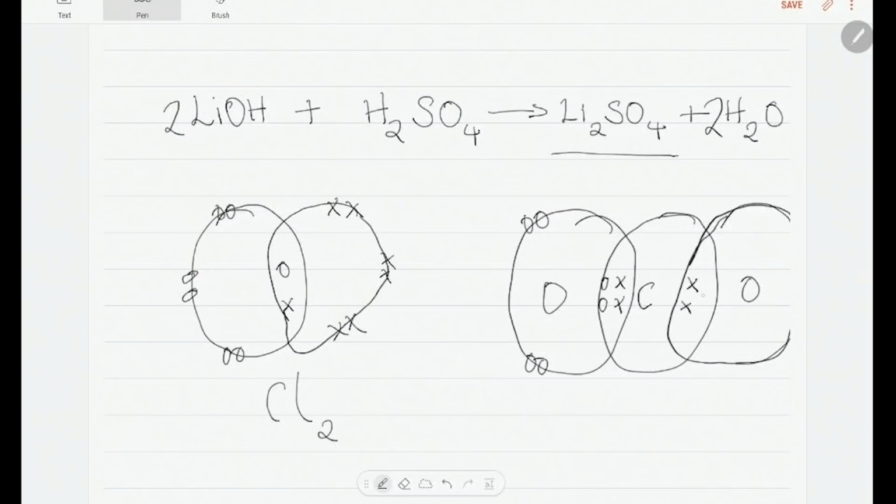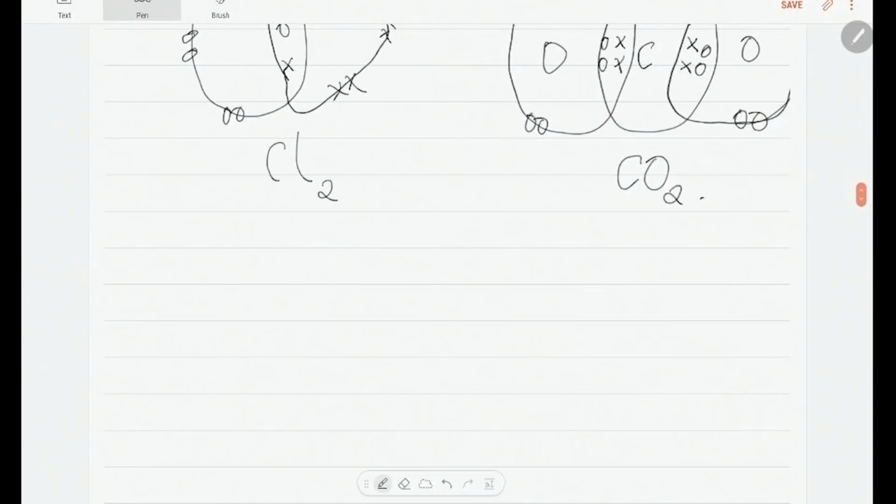Then this also 1, 2, sorry. So each oxygen atom is going to contribute 2 electrons to the covalent bonding. So this is carbon dioxide. So this is not a single or triple bond, but a double bond. Why? Because each atom is going to bring 2 electrons which are going to be shared in the covalent bond.